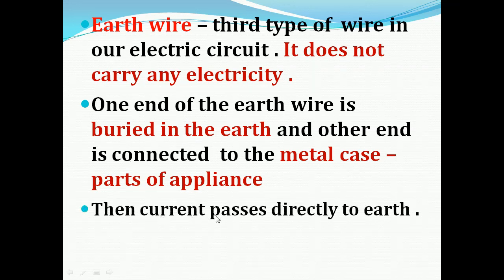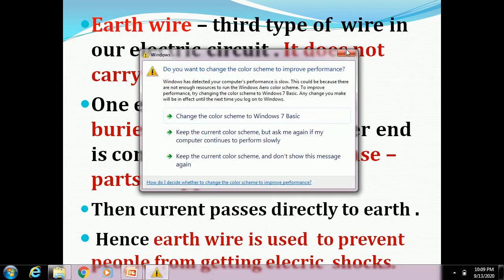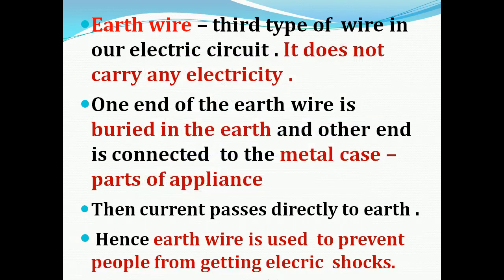Then current passes directly to the earth because one end of the earth wire is buried in the earth. When there is an excess flow of current, it could result in electric shock, so the excess current passes directly to earth. Hence the earth wire is used to prevent people from getting electric shocks. Understood, children?